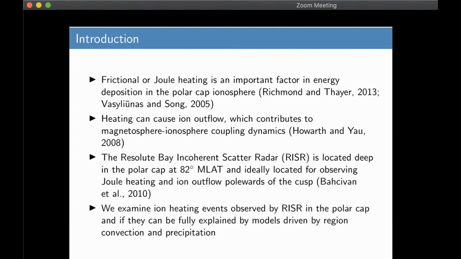So what we've done in this study is examine ion heating events that have been observed by RISR in the polar cap. And then as a second part, we're going to look to see if these events can be explained by models driven by convection and precipitation models that cover the entire polar cap.